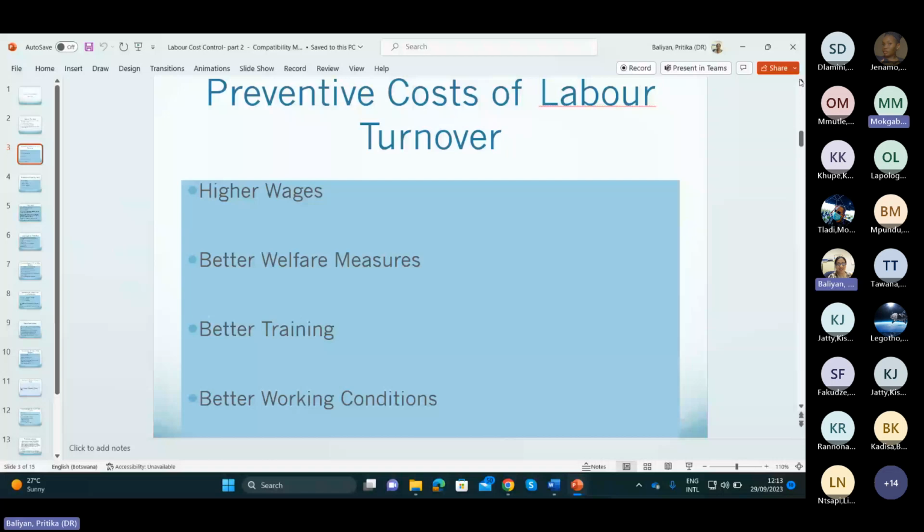Ma'am, what is the question? My question is, one of the factors to reduce the labor turnover cost is better working condition. So my question is, how can better working condition help to reduce the labor turnover cost?